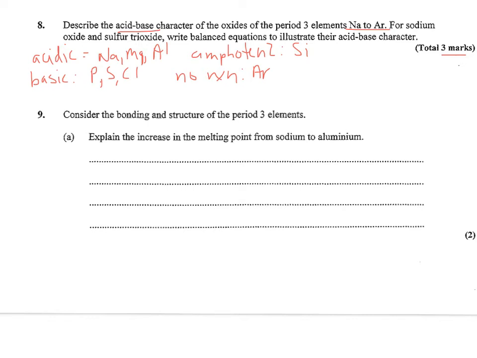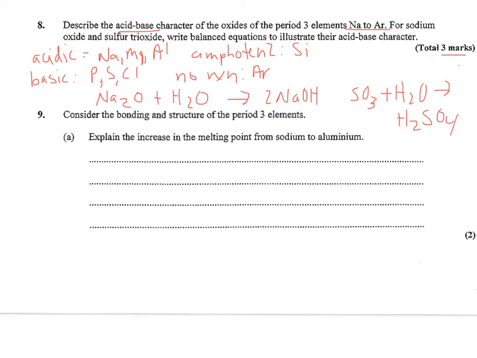Then you're supposed to write a balanced equation for Na2O and sulfur trioxide. And remember, Na2O plus H2O is just going to be a synthesis equation to yield 2NaOH, whereas SO3 plus H2O is also going to be a synthesis to yield H2SO4, and those were each worth a mark.